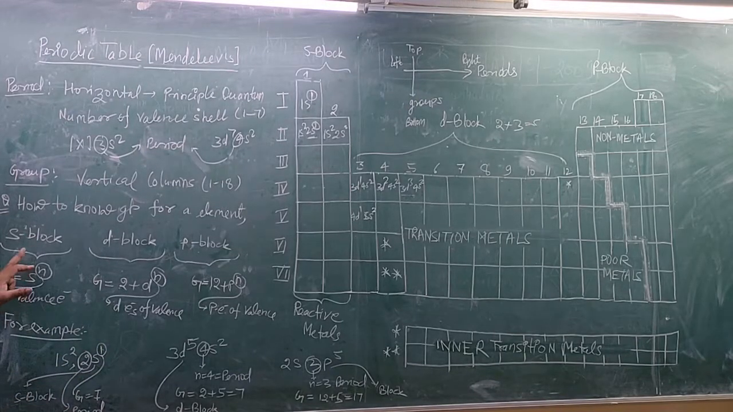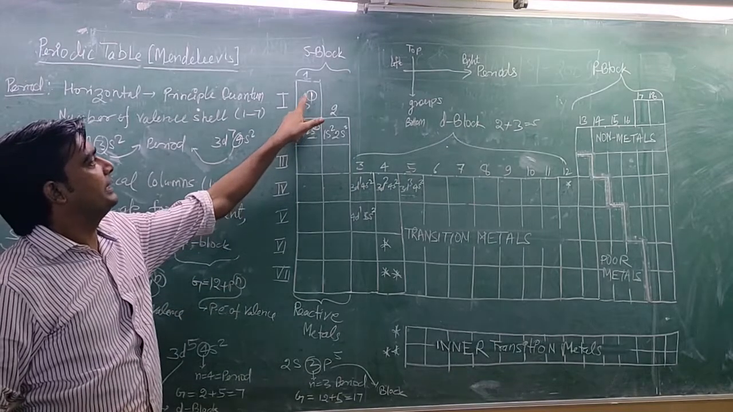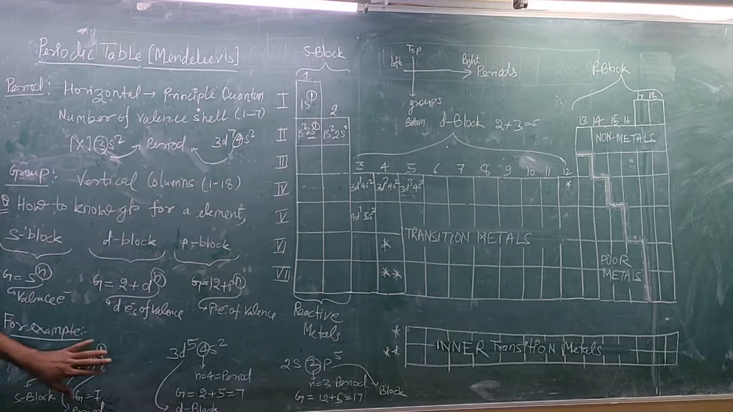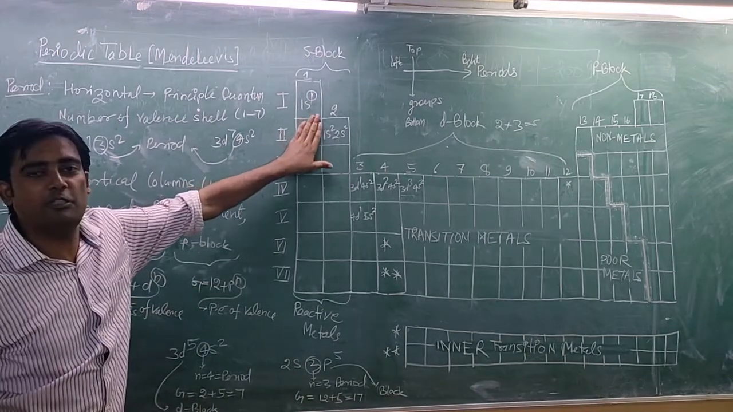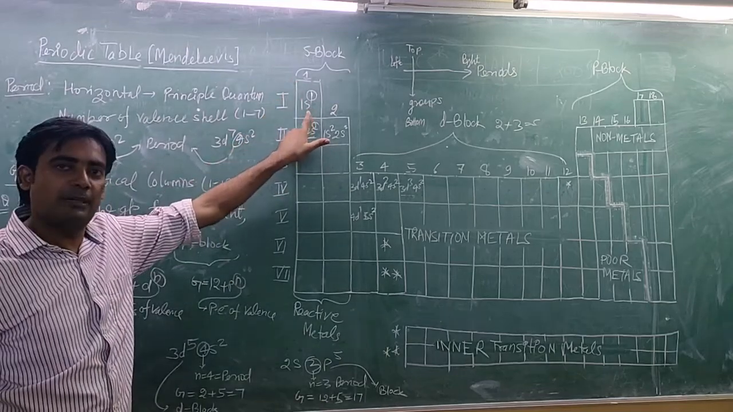For s block, group is equal to the number of s electrons. Since the s orbital has only 1 electron in the valence shell, the group is first. And the principal quantum number is 2, so it belongs to the second period. So the exact position of this electronic configuration is: second period, first group, s block element.